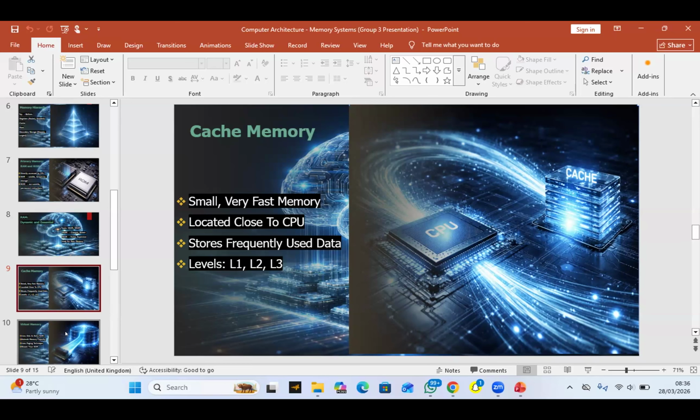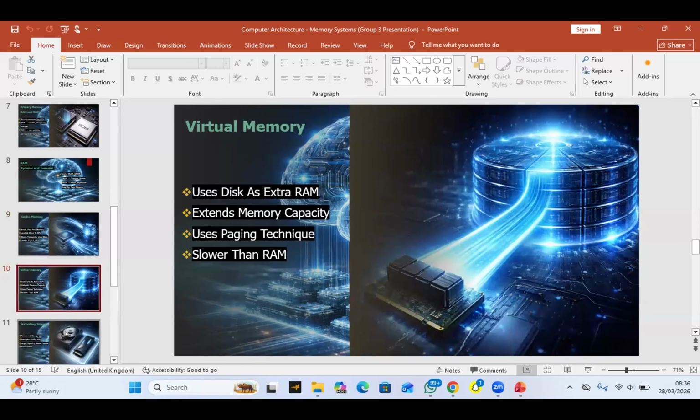Please move on to the next slide, please. The virtual memory. We say that when the RAM is full, the system doesn't just crash. It uses virtual memory. It's like an extension of the RAM. But this one is much slower than the RAM. They say it uses this as extra RAM. It extends memory capacity and uses the paging technique. It's slower than the RAM.